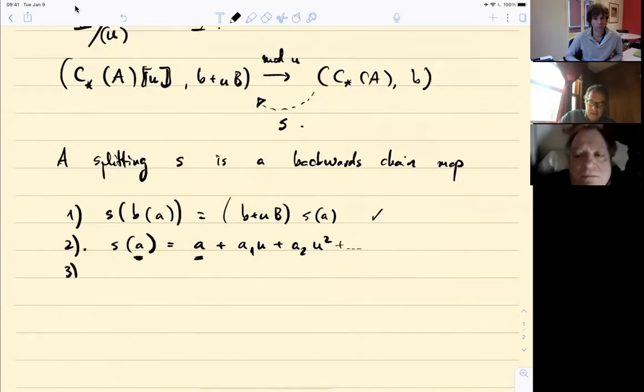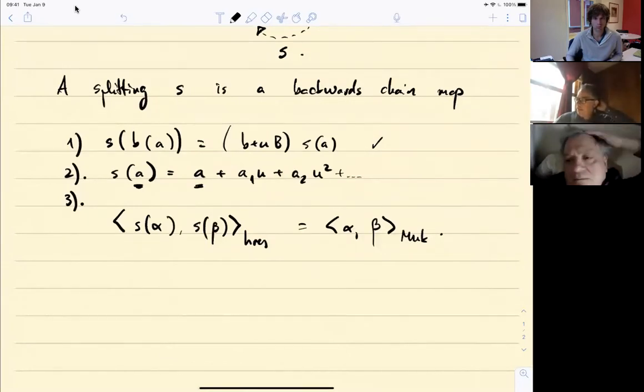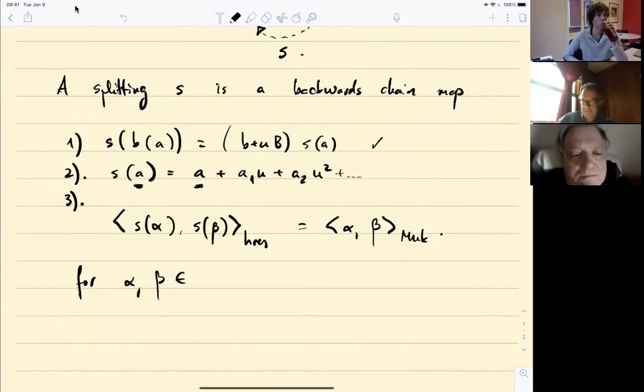For us, we need one extra condition, which is not really in the language of splittings, but this is what we really need to have. So I'm going to write it like this: the higher residue pairing of S of alpha and S of beta equals the Mukai pairing of alpha and beta. It's slightly confusing where this comes from, but I will explain in a second. If you have two Hochschild chains alpha and beta, it turns out that the Mukai pairing, I think I've told you this, exists not just at the homology level. There exists a pairing even at chain level. So for alpha and beta, any two Hochschild chains, the important thing is this is a number. It's in our ground field. Let's call it c.